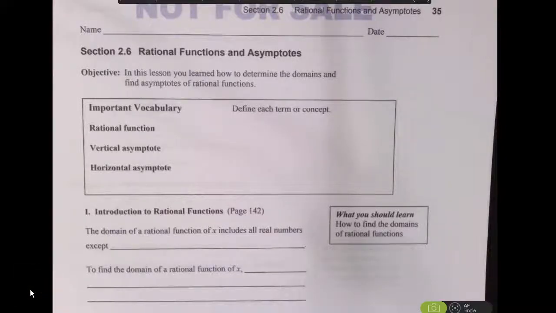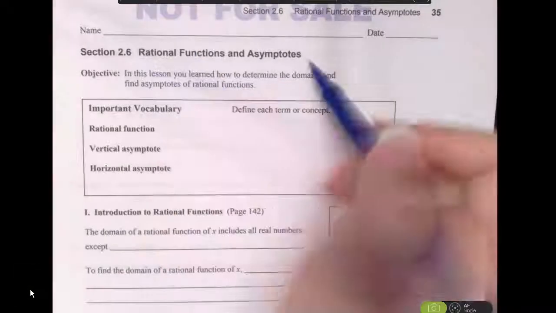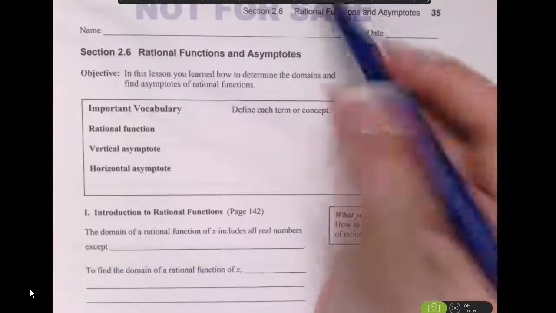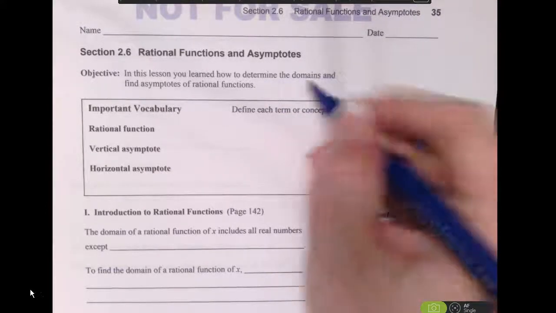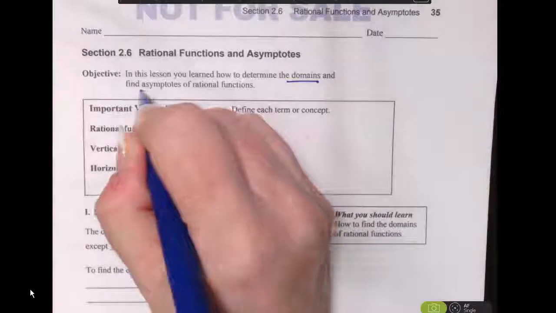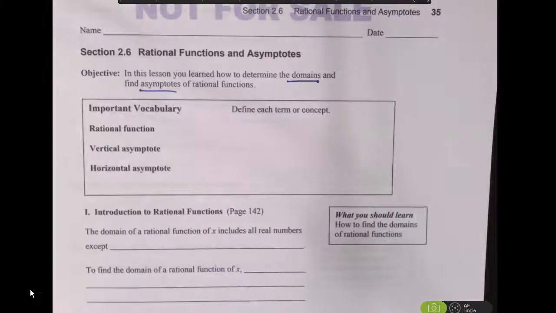Welcome to lesson 2.6 on rational functions and asymptotes. So in this lesson we'll learn how to determine the domains and find asymptotes of rational functions.